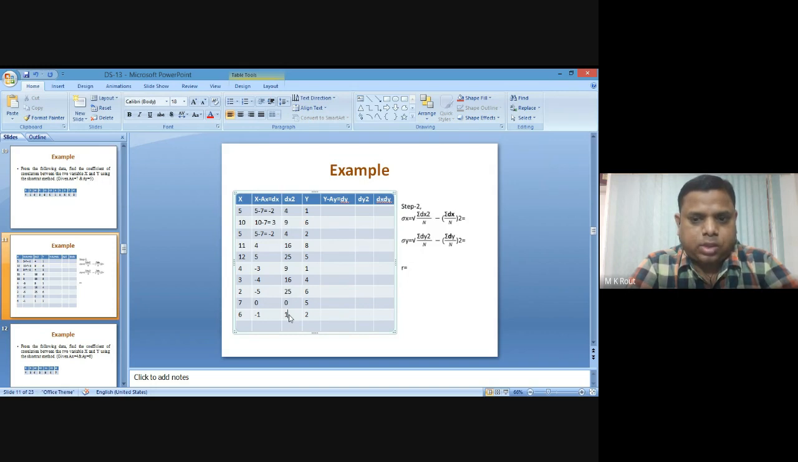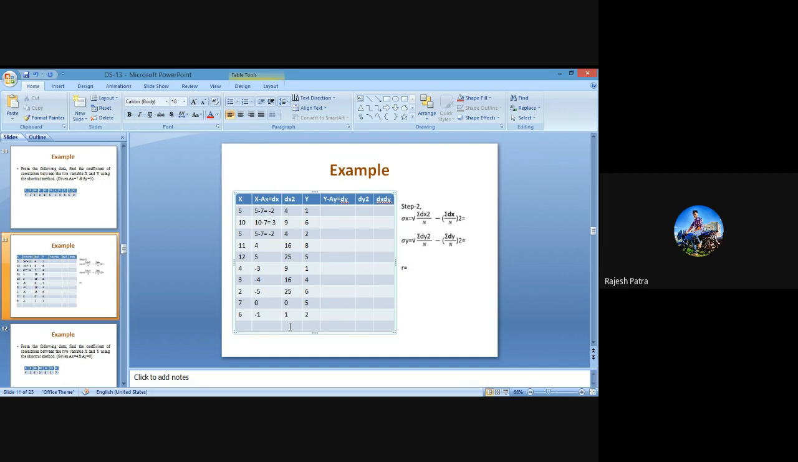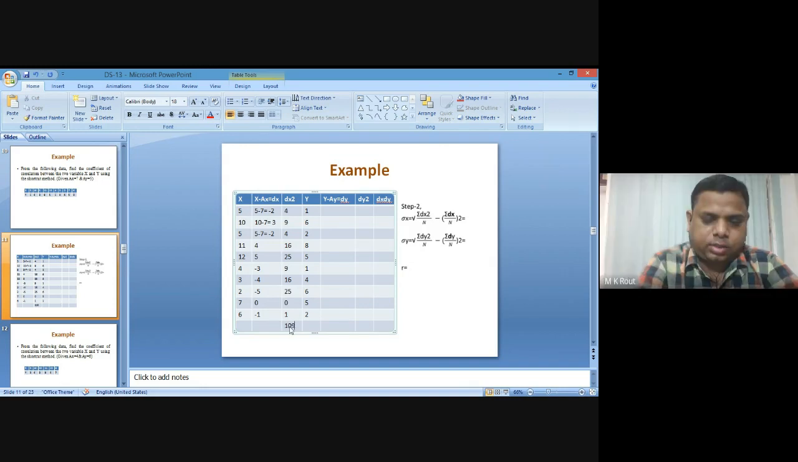Okay. Shall I move to the next one? Just calculate the sum of dx square. What is the value? It is 109.